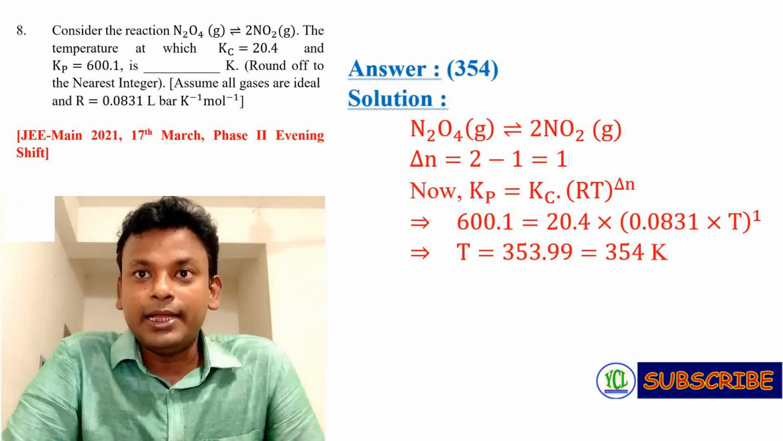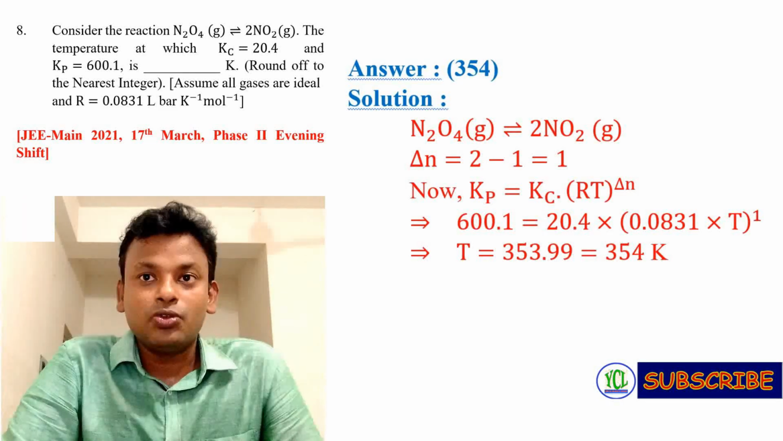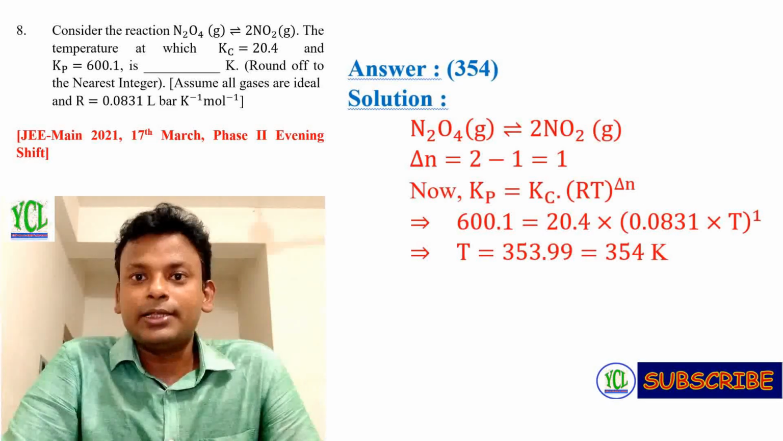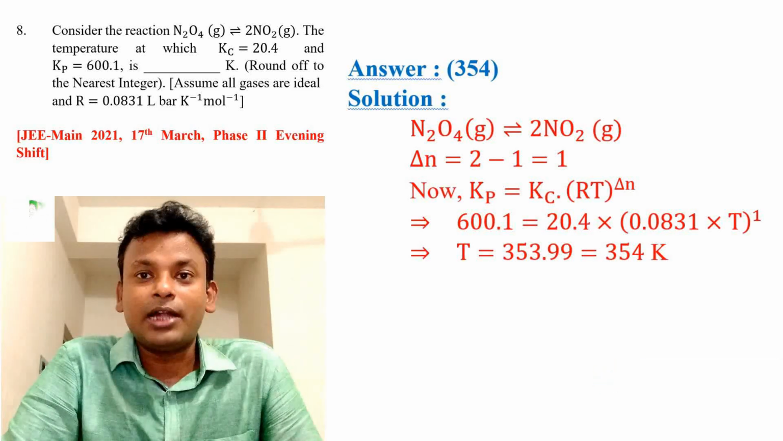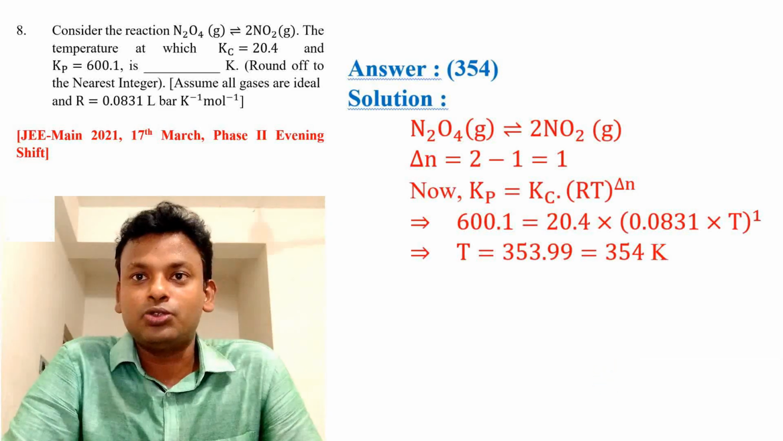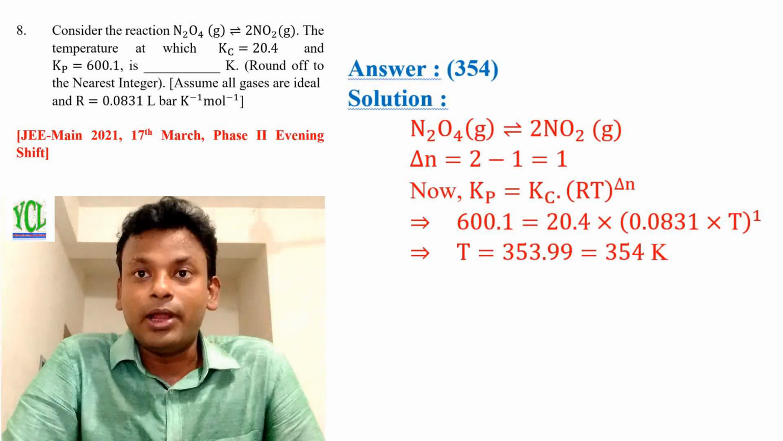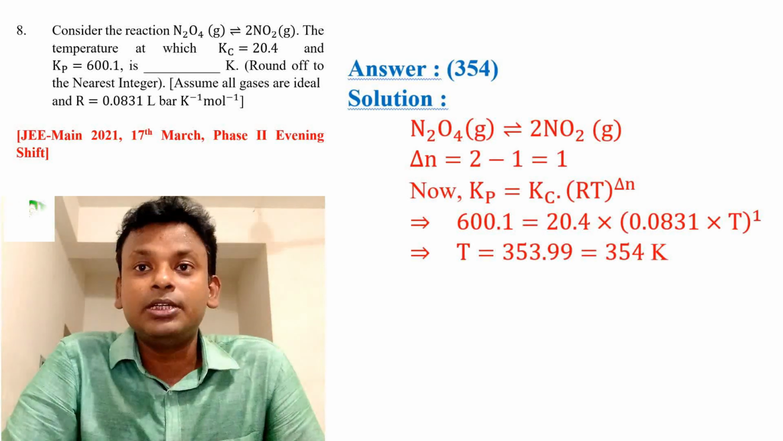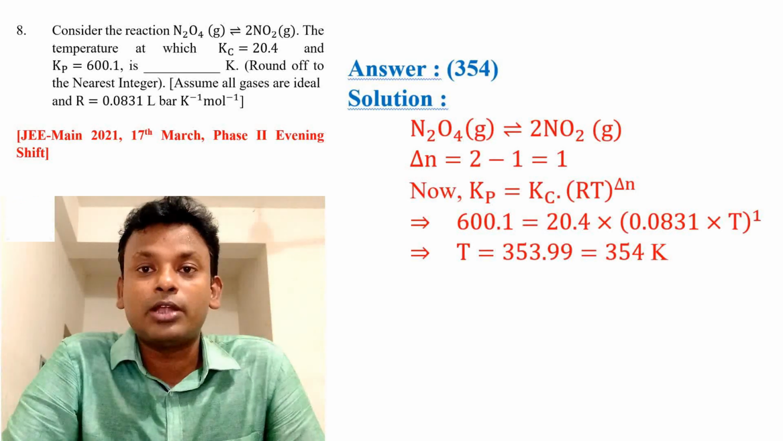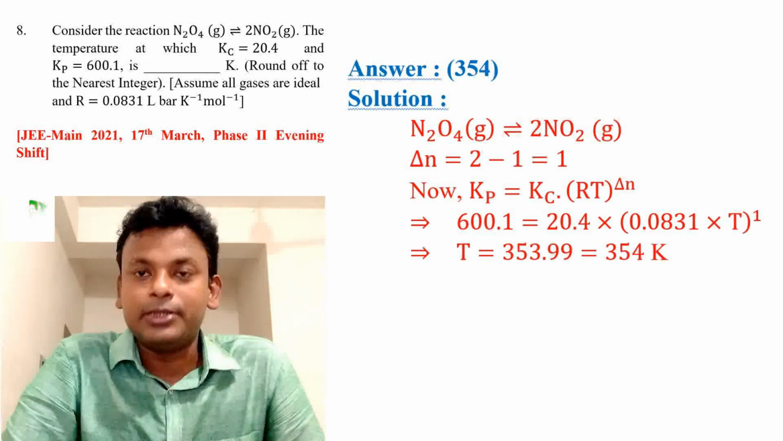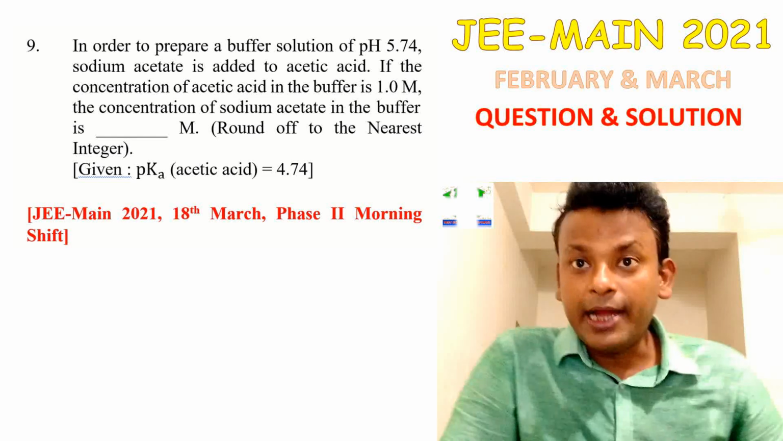We know that del n equals to coefficient of product minus coefficient of reactant, so 2 minus 1 equals to 1. We know that Kp equals to Kc into RT to the power del n. Here del n equals to 1, so putting all values, T equals to 353.99, and so round figure is 354 Kelvin. So next question, number 9.